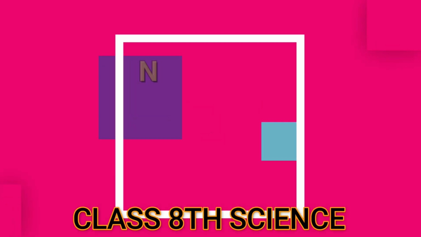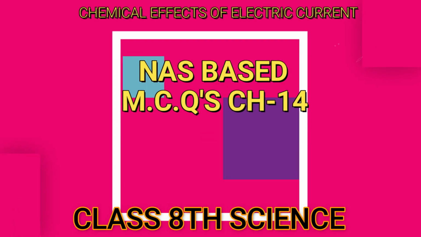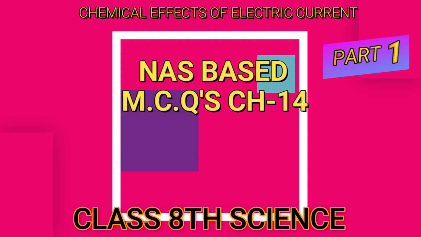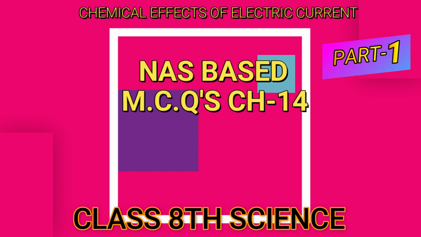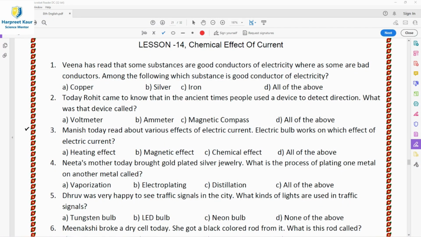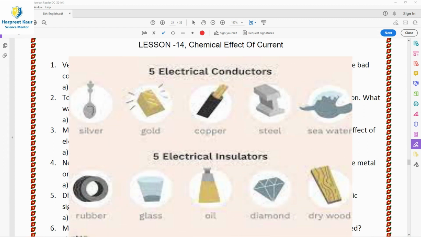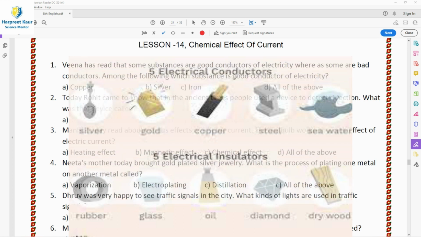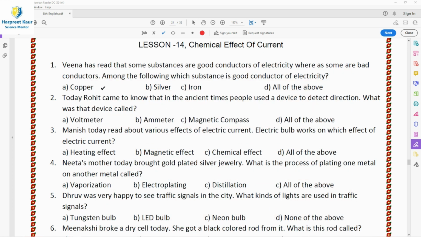Hello, dear students. Today we will do the MCQs based on Chapter 14, Chemical Effects of Electric Current. So, taking up the first question: Veena has read that some substances are good conductors of electricity, whereas some are bad conductors. Among the following, which substance is a good conductor of electricity?